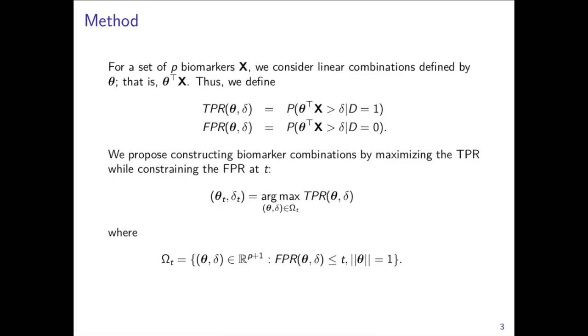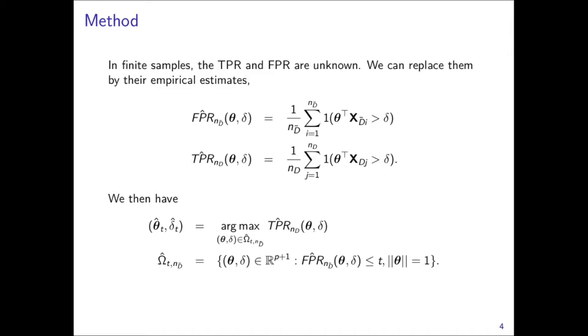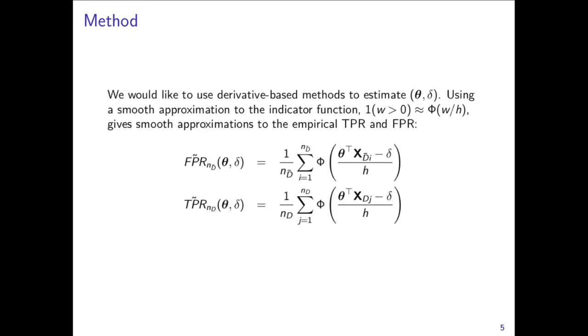Of course, in finite samples, we don't have the true and false positive rate. We have their empirical estimates, which are simply the sample averages of the number of non-diseased individuals and diseased individuals whose combination exceeds the threshold. So what we would then propose is estimates theta hat and delta hat, which are maximizers of the empirical true positive rate in the set where the empirical false positive rate is constrained. Now, the complication is that in those sample means, we have indicator functions, which are not smooth. And so we can't really use derivative-based methods to optimize the true positive rate while constraining the false positive rate, which would be really nice if we could do.